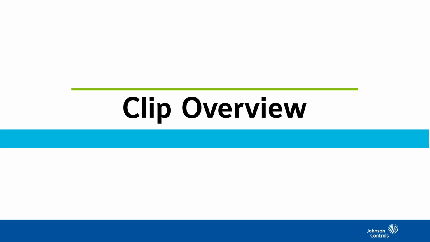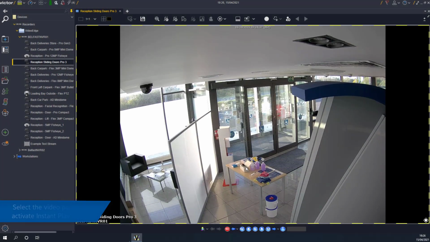Clips are segments of video and audio that are stored remotely from their original recorder. Use the clip creation tools to create a video clip from a single surveillance pane. So select the video pane to access instant playback, and then click the start time icon to set the clip start time. Use the playback features to navigate to your end time and click the end time icon.